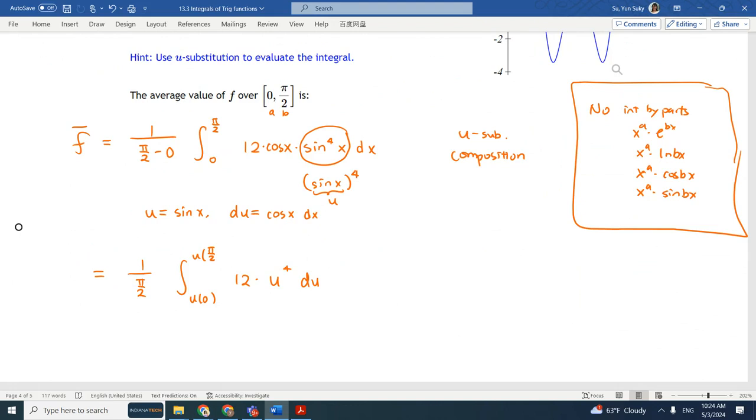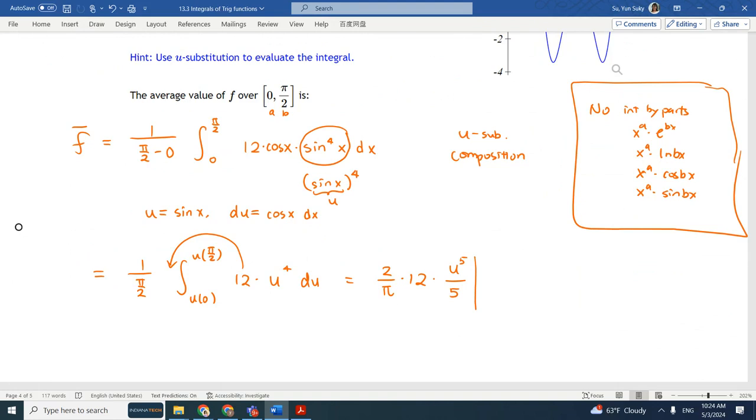Okay. By the way, what's 1 over pi over 2? Yeah, 2 over pi. So this is 2 over pi. Can we move the 12 in front? Yes. So multiply by 12. And now we can integrate u to the 4. What's integral u to the 4? Yeah, very good. Evaluate from u of 0.